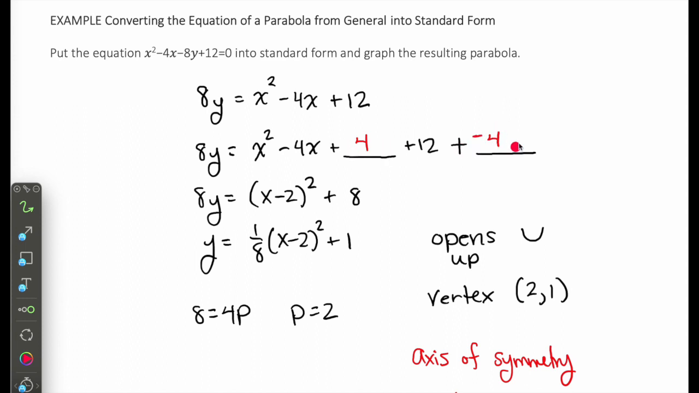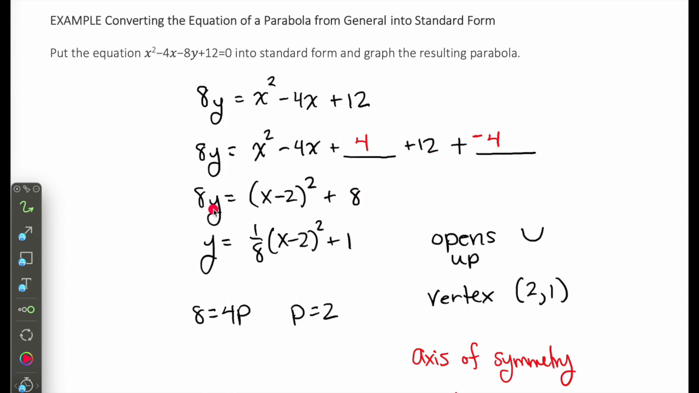Whatever I put in here, I have to do the opposite here because I'm on the same side of the equal sign. So to complete the square, I take half of 4 and square, so that gives me 4, and that's why I'm putting the negative 4 here. So I'm really like adding in 0. Now that I have completed the square, I can factor this. So I have x minus 2 squared. The 12 and the negative 4 add to give me an 8.